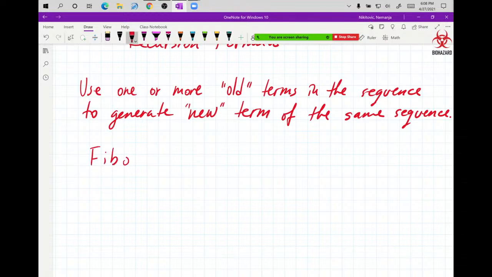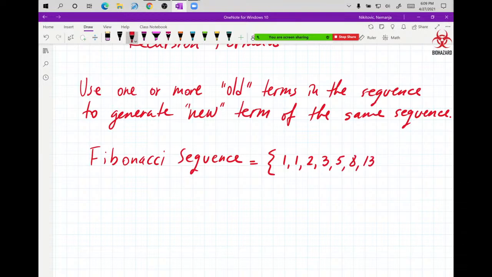So the Fibonacci sequence is 1, 1, 2, 3, 5, 8, 13, 21, 34. I'll put the dots and end it there. It goes forever.